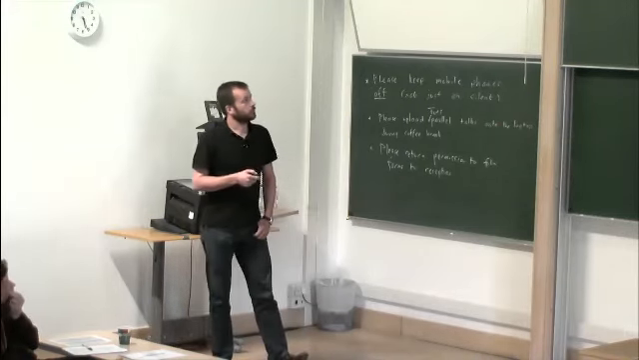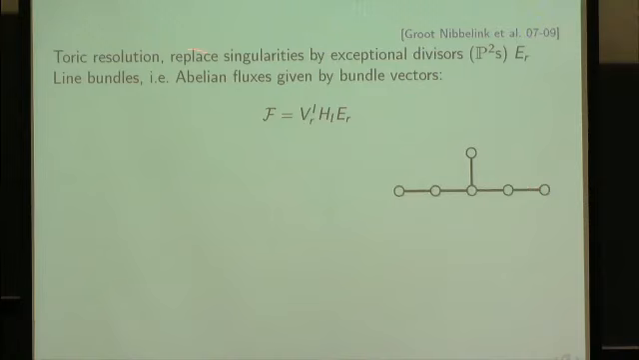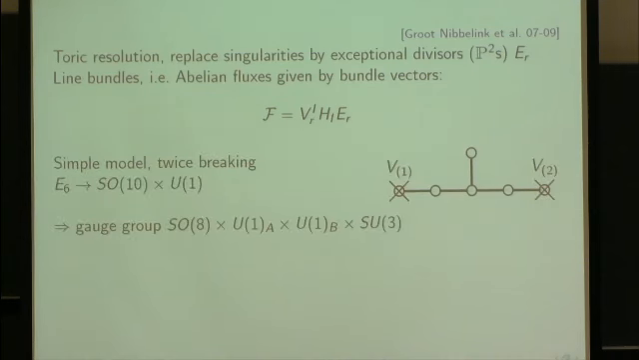So in particular, if you do this toric resolution, what you do is replace singularities by certain exceptional divisors, E_R. And for simplicity, we just use line bundles. So it's just abelian fluxes, which are only supported on these E_R. And then these H_I would be in the Cartan of E8 times E8, and then there are certain coefficient vectors, V_I, bundle vectors. For a very simple model, if you fulfill certain consistency conditions, you end up breaking E6 to SO(10) times U(1) twice in different ways. So you basically kick out this and this node from the E6 Dynkin diagram, and you end up with SO(8) times U(1)s, and the SU(3) is untouched in this model.